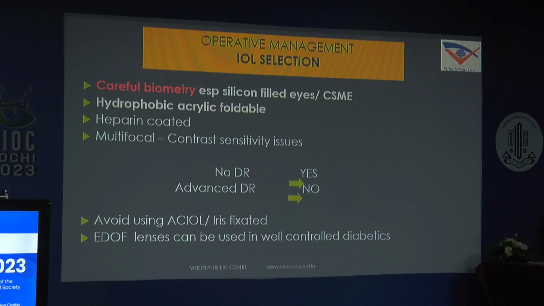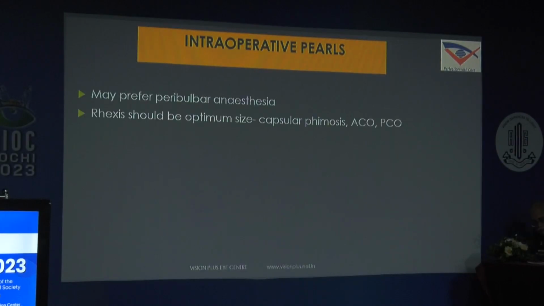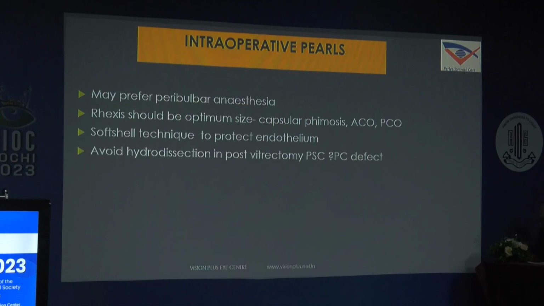Now the choice of lens usually used to be a monofocal, but now yes, we do have EDOFs available, and those who are well-controlled diabetics who have a relatively good retina, you can go for extended depth of focus lenses too. Of course, ACIOLs and iris fixated lenses should be avoided. You may prefer a peribulbar anesthesia in these patients. The rhexis size should be very optimum, because remember that we do not want to have capsular phimosis. We want to examine the retina post-operatively. Use a soft shell technique.